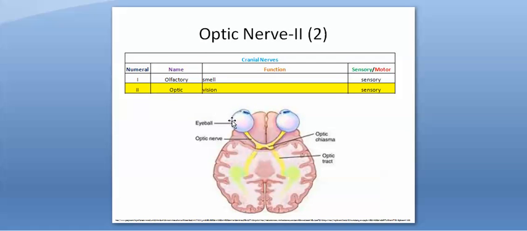All right, the next one is our optic nerve, and this tells you again what it does. It's part of the optic tract, or optician, ophthalmologist. You've heard all those words before. So it's in charge of vision. Okay, so number 2 is vision. Here's our optic nerve. Remember the optic chiasm here.